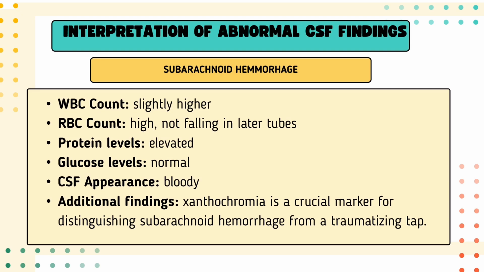Protein levels, blood proteins cause the protein levels to be elevated. Glucose levels, blood doesn't directly affect glucose metabolism, hence glucose levels are usually normal. CSF appearance: initially bloody, the fluid may turn xanthochromic or yellowish during centrifugation, showing older blood breakdown products. For additional findings, xanthochromia is a crucial marker for distinguishing subarachnoid hemorrhage from a traumatic tap.